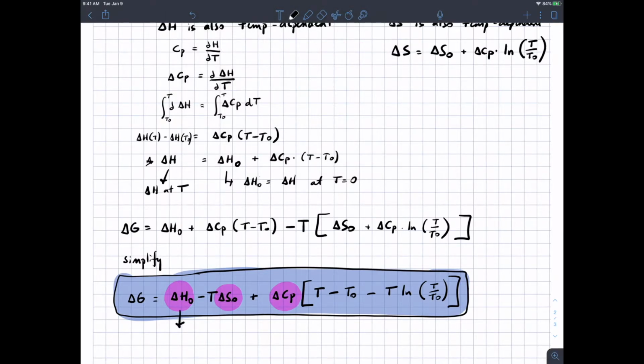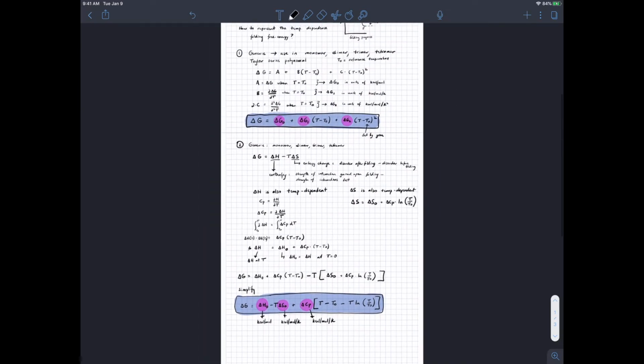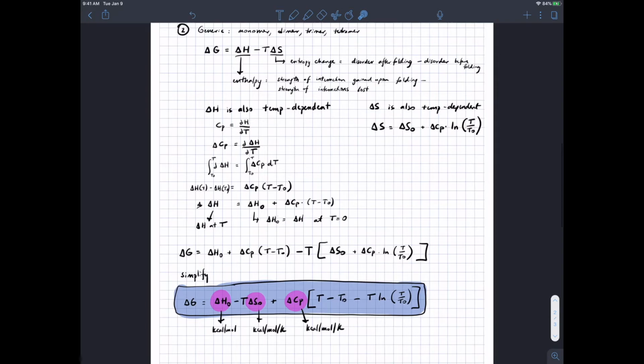The enthalpy will be in units of kcals per mole. Entropy will be in units of kcals per mole per Kelvin. And heat capacity will be in units of kcals per mole per Kelvin. So unlike generic expression 1, where we were just using a polynomial to approximate the variation of delta G with respect to temperature, here we're using fundamental thermodynamic principles to derive an expression for the temperature dependence of delta G.